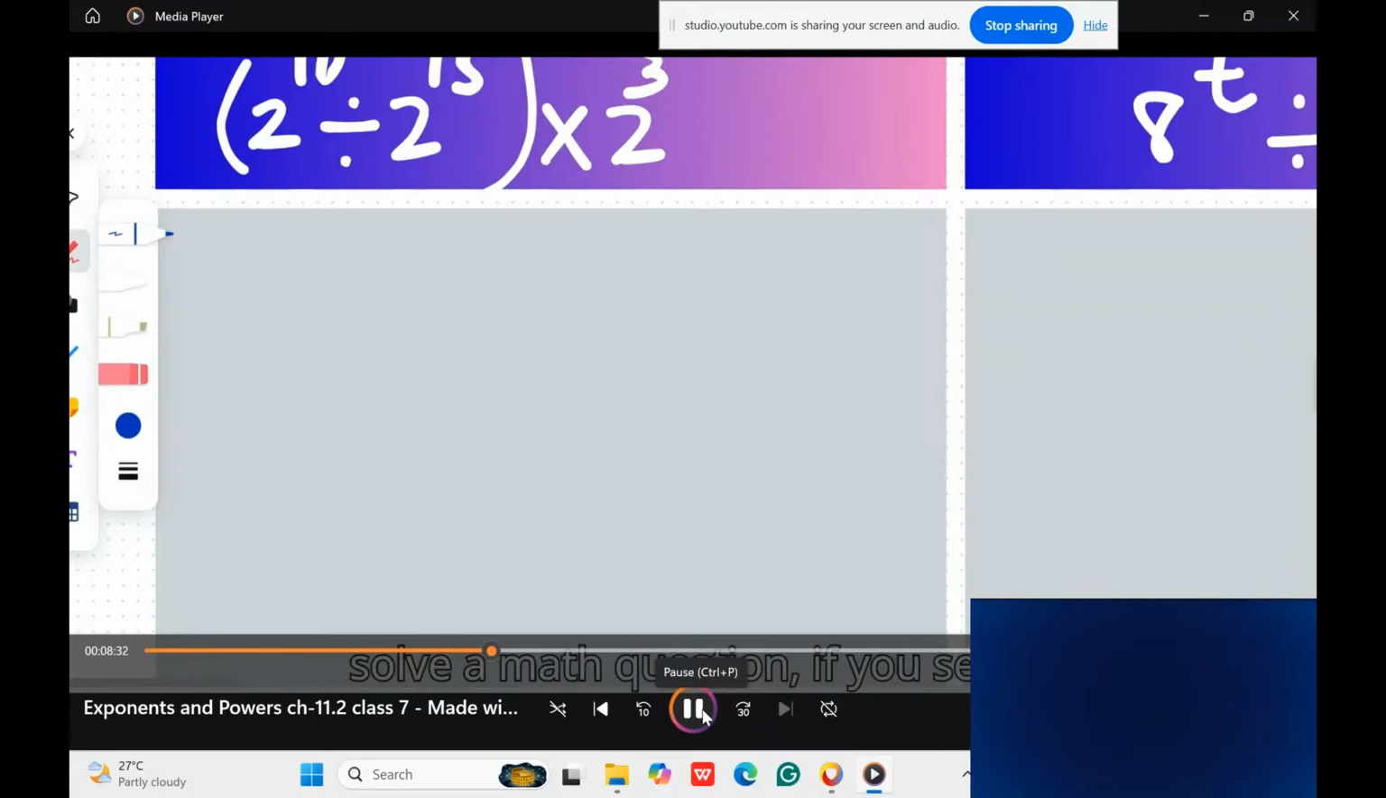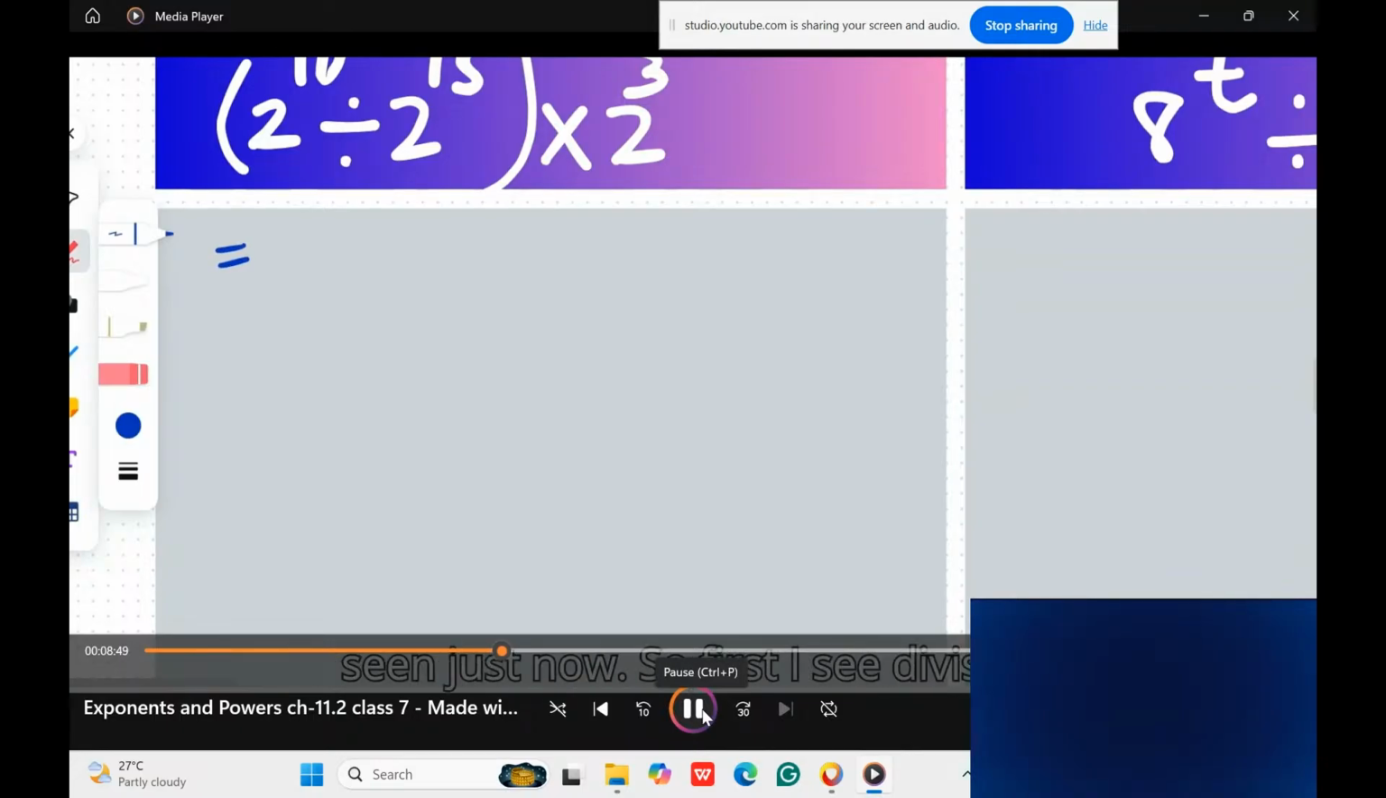Now, whenever you solve a math question, if you see a bracket, remember that that bracket is to be solved first. Alright? And then only you'll move to the next step. So BODMAS is to be kept in mind always. So here again we see the rules that we have seen just now.